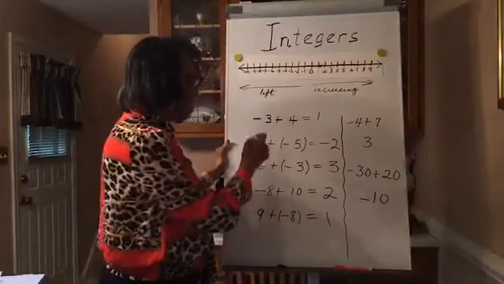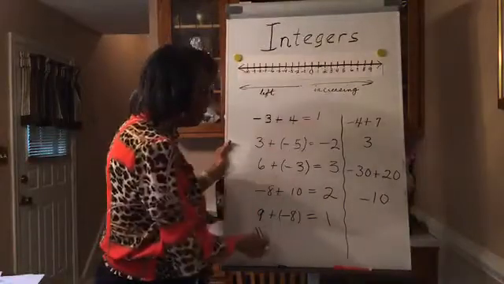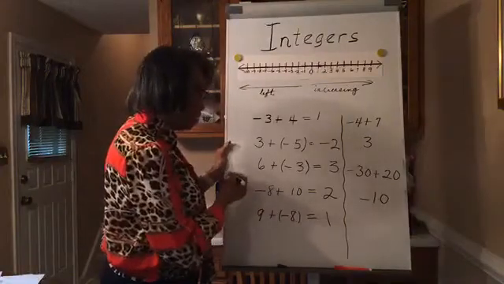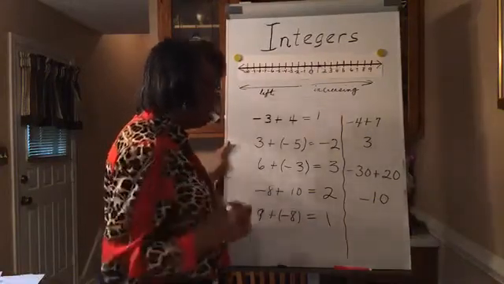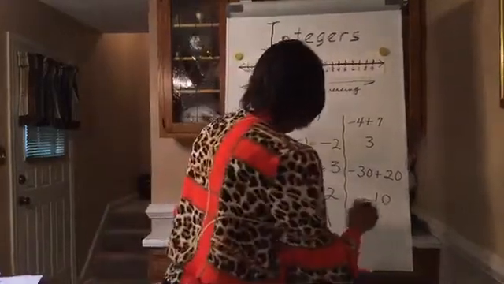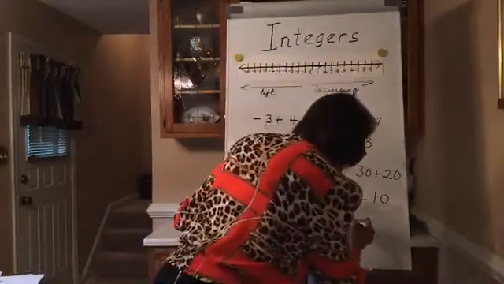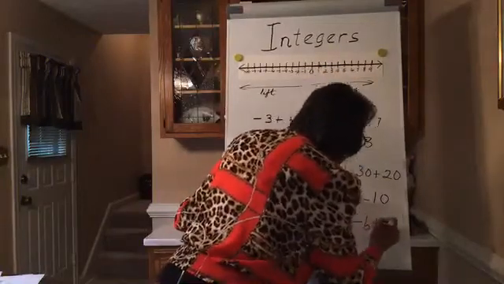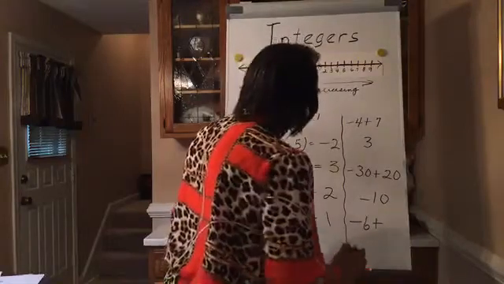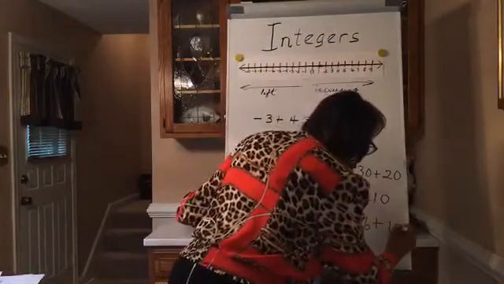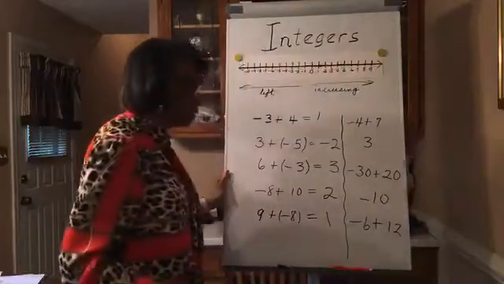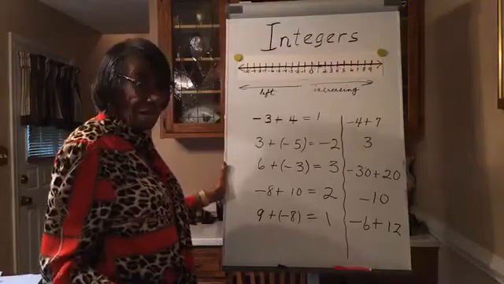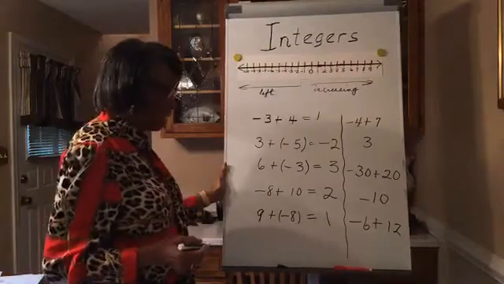So let's see what is happening here. In some cases we get a negative, some cases we get a positive answer. And how does that happen? Let's do one more. I want to do negative 6 plus 12. All right, see if you can just write the answer without the number line. If you can, you're getting it.